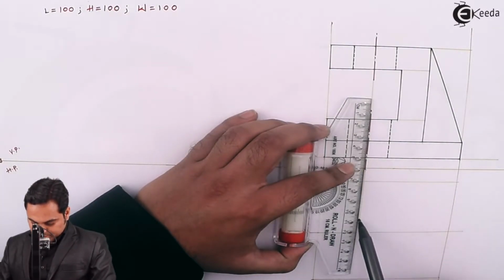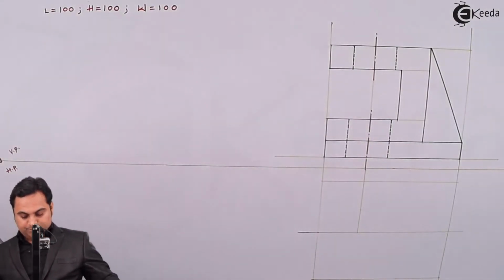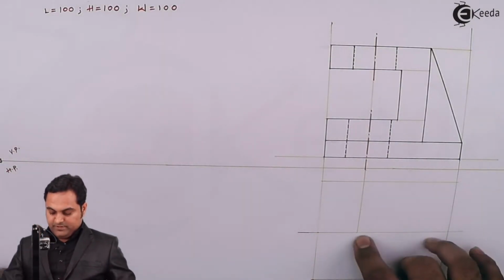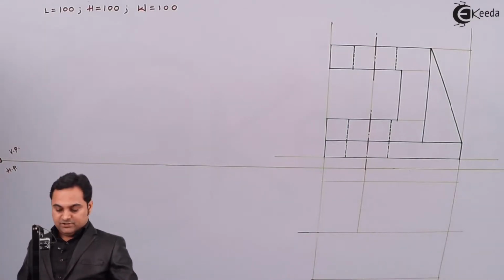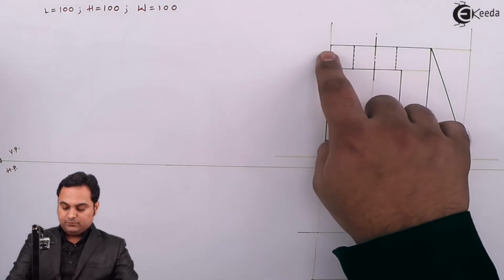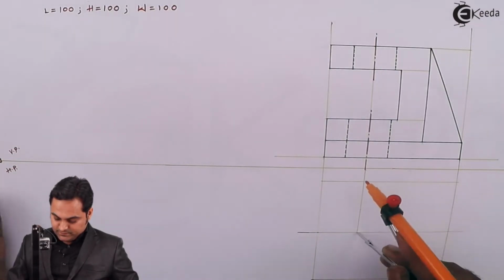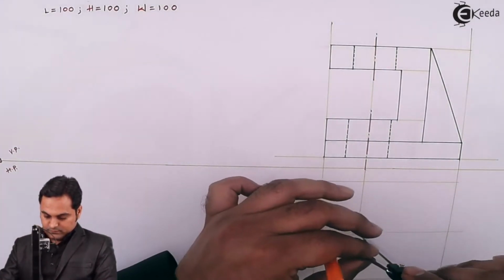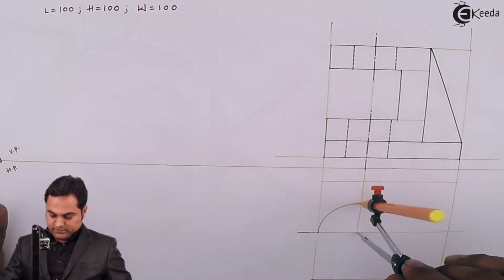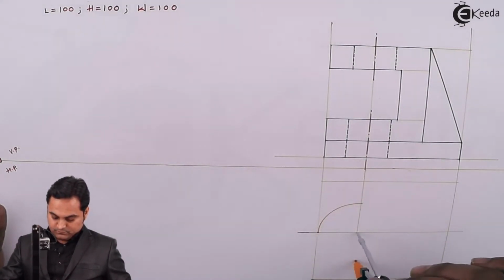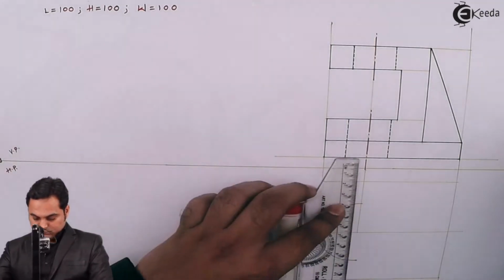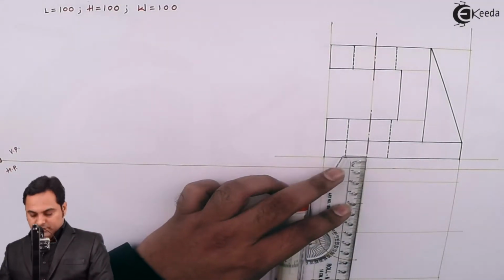Projecting this center in the top view. Now this will be the center for that semicircle, having radius 30. Keeping this as the center, up to the end, here we have the radius. Drawing a light semicircle, drawing a light line through it.